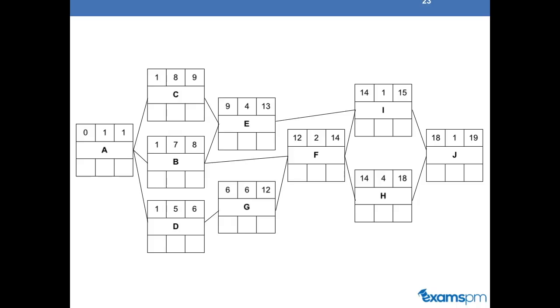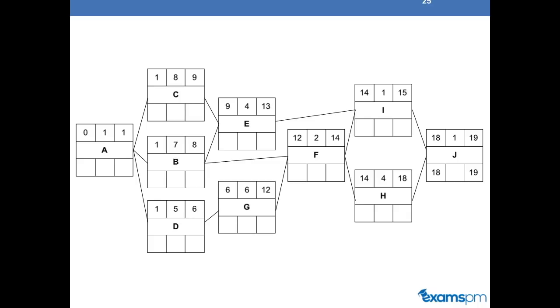And lastly for J, it has H and I as its predecessors. Since H has the greater early finish date, the early start date for J would be 18. Since it has a duration of 1, its early finish would be 19. So again, you always take the greater number when you have multiple predecessors leading into the same activity.